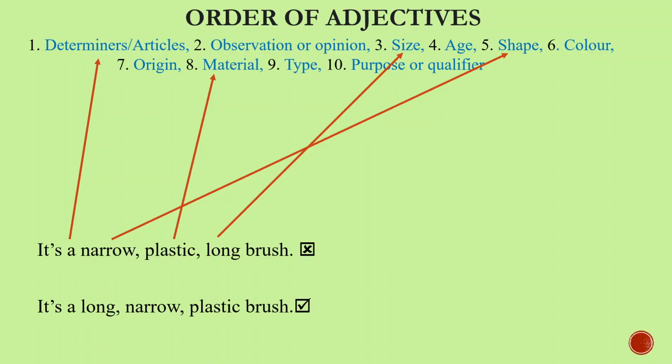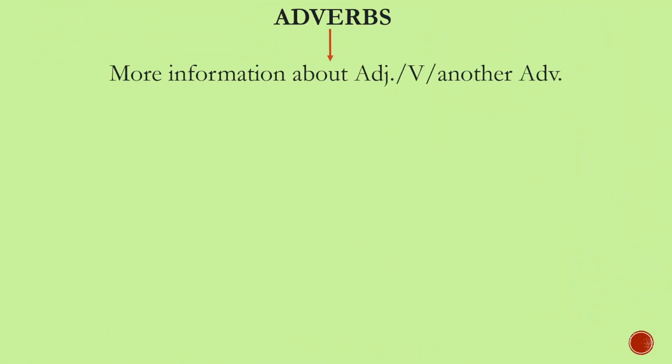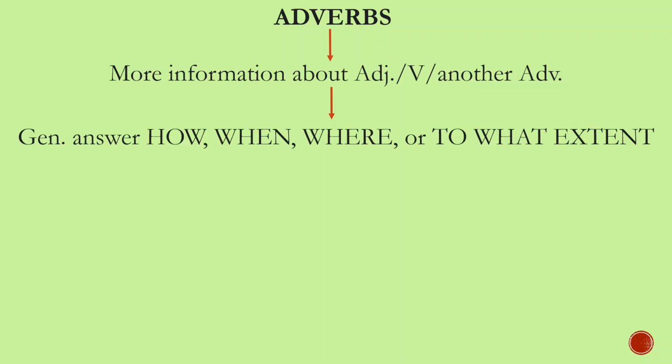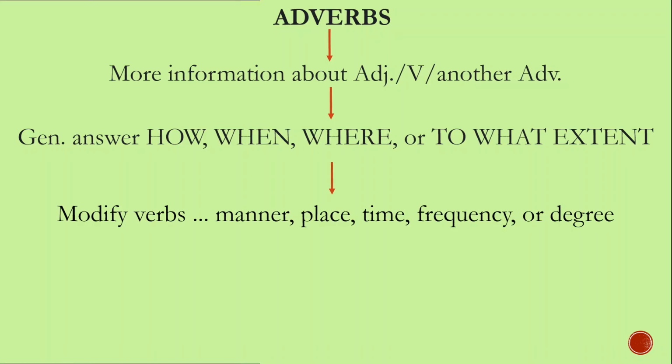Now that we know about adjectives and their order, let's move on to adverbs. Adverbs are those words that give more information about an adjective, a verb, or another adverb in the sentence. Generally, adverbs answer the questions as to how, when, where, or to what extent, and when they modify verbs, they show manner, place, time, frequency, or degree. Coming to adverbs of manner, look here.